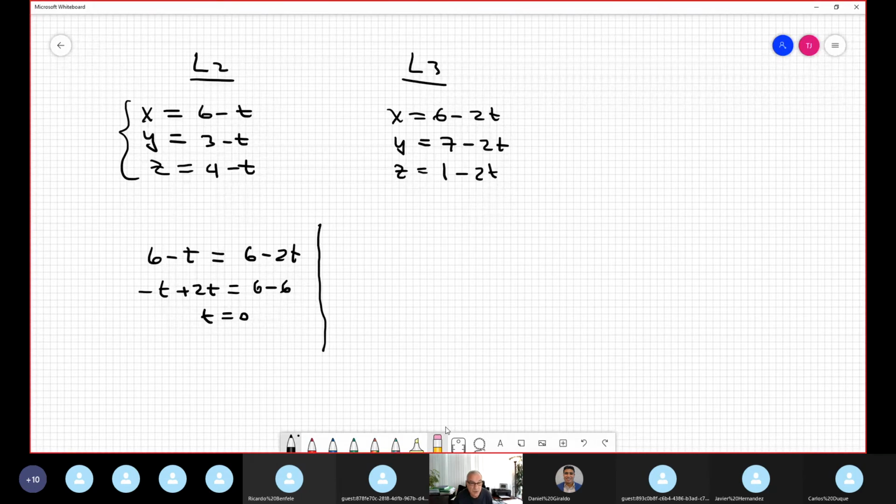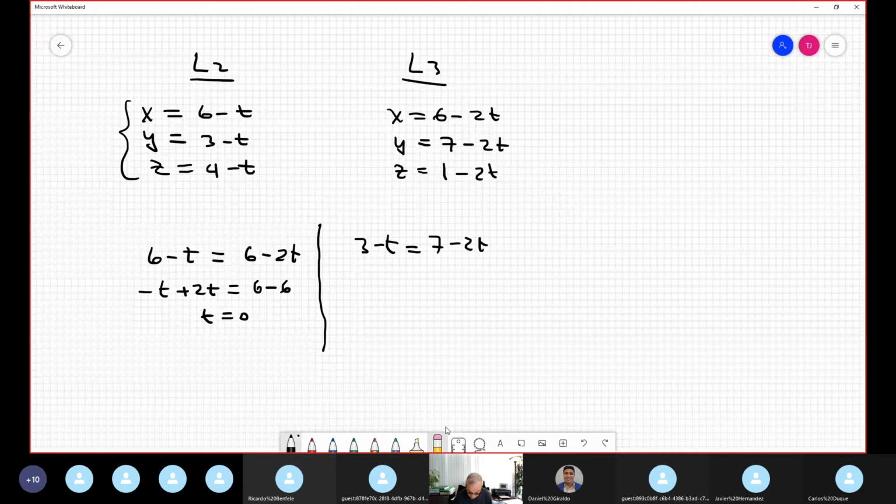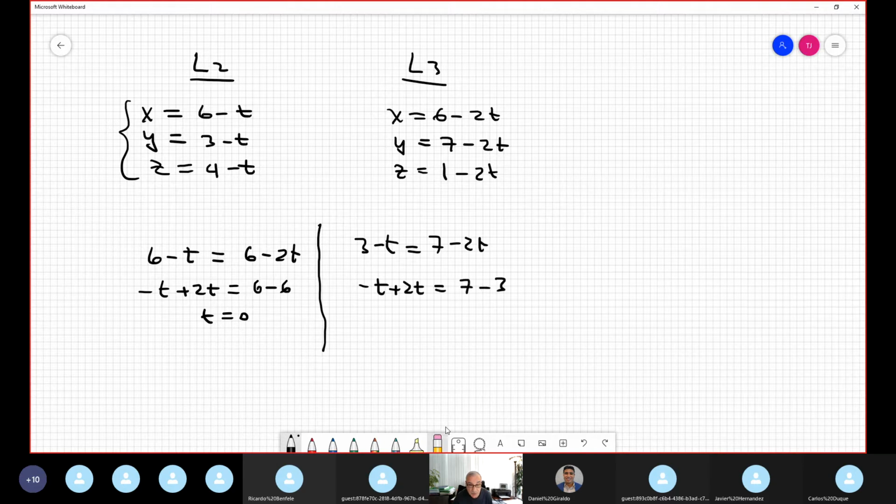I put the y equation, que es 3 minus t equals 7 minus 2t, no? I solve for this. Let me try. Minus t plus 2t is equal to 7 minus 3. This is t equal to 4. Wow, there is no coincidence. So I discard no intersecting line.